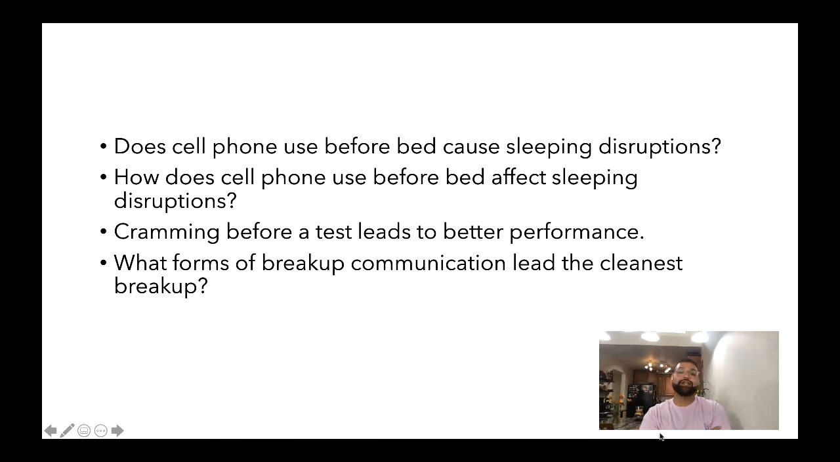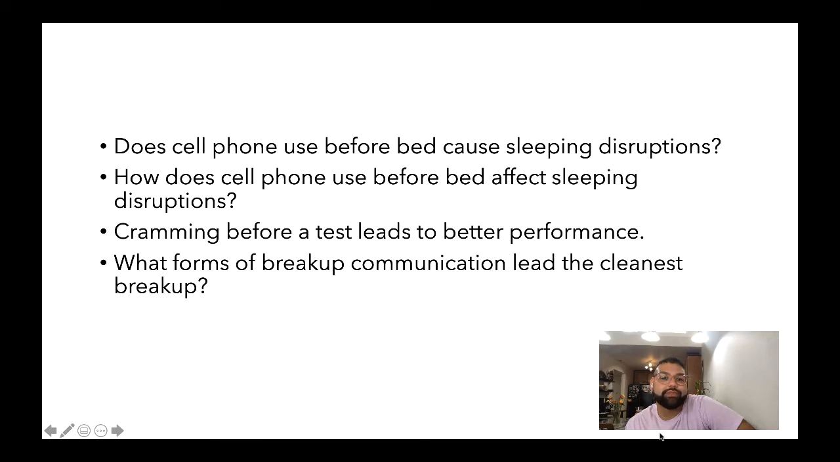So some questions that come up. If you really don't understand why we use theory and why we theorize, I came up with a few questions right now. Say you want to ask, does cell phone use before bed cause sleeping disruptions? Or how does cell phone use before bed affect sleeping disruptions? Cramming before a test leads to better performance? Or what forms of breakup communication lead to the cleanest breakup? You can take any of these questions and turn them interpretivist and research it through that form, or you can take that and roll with it in a positivist, empirical way.